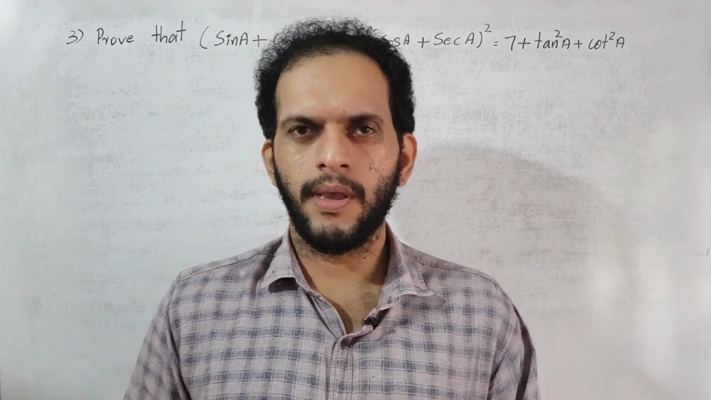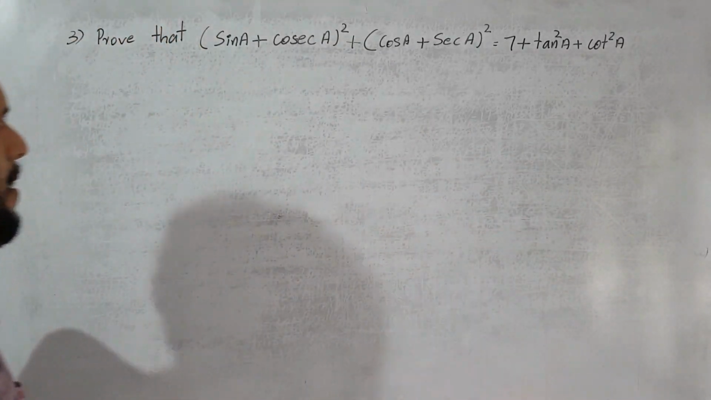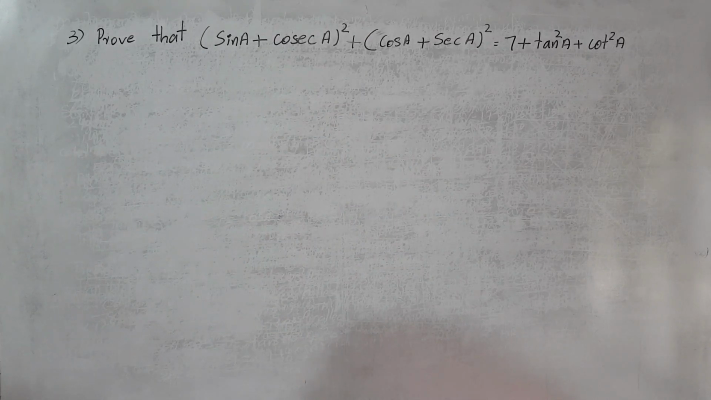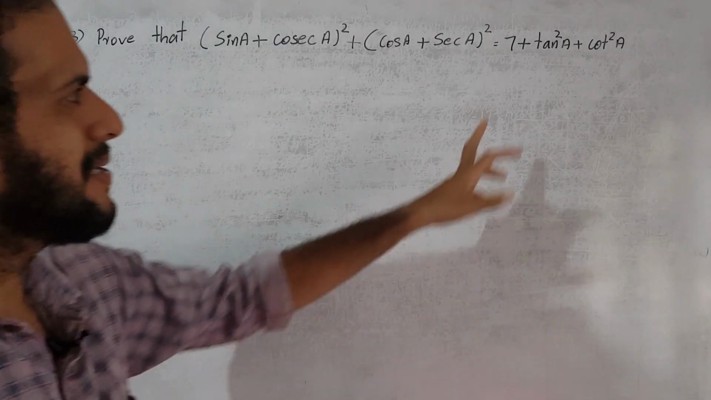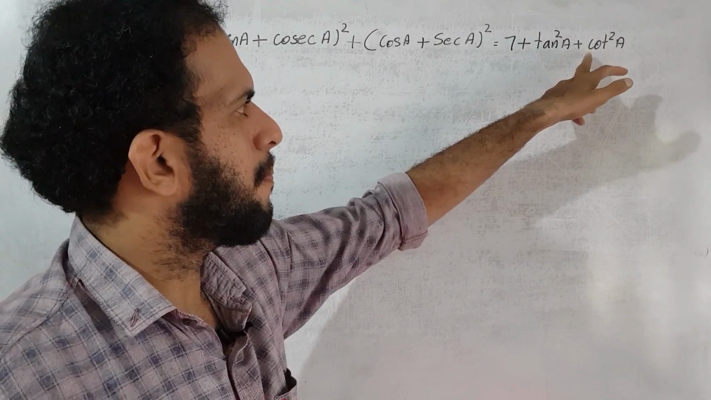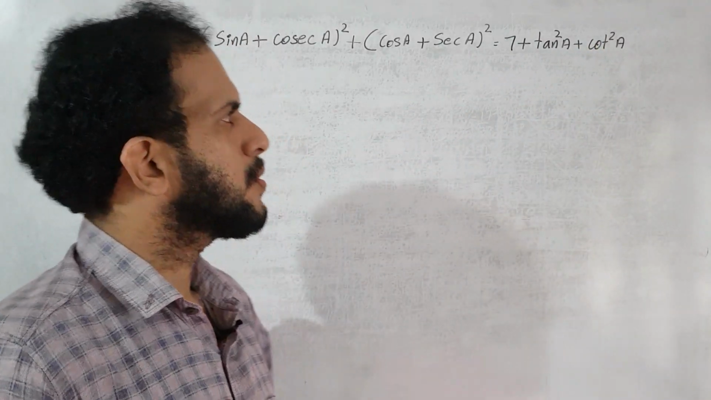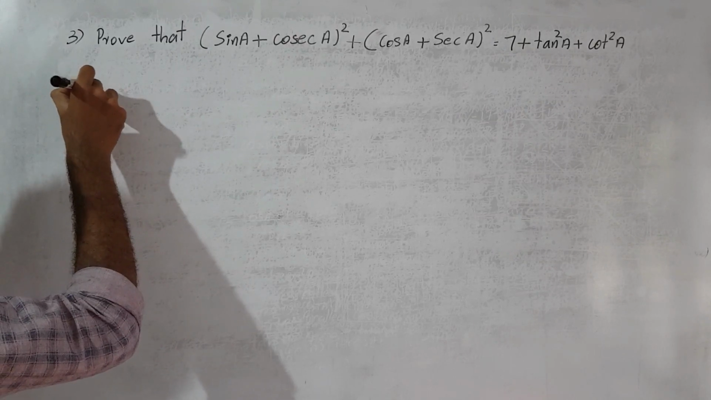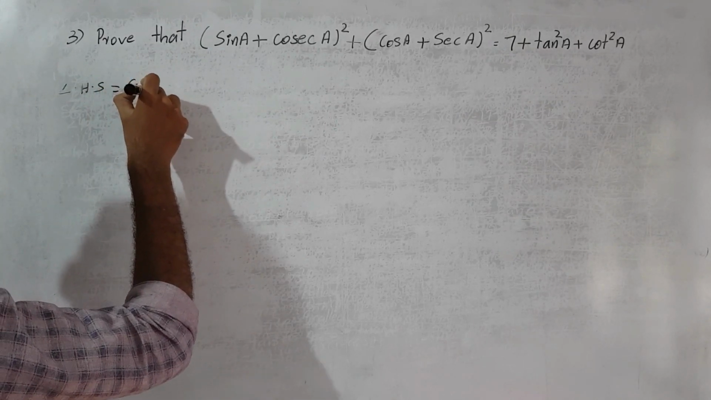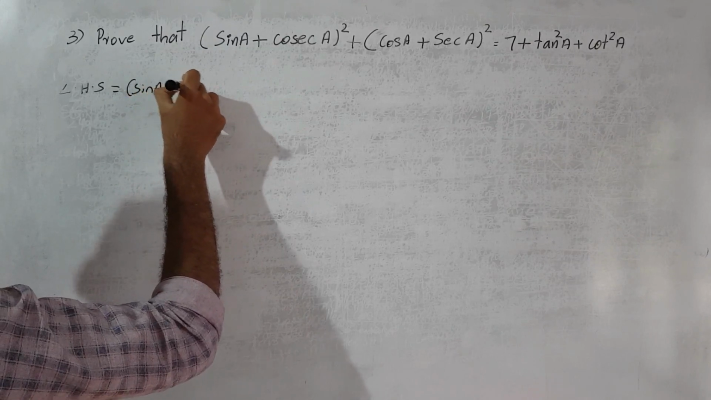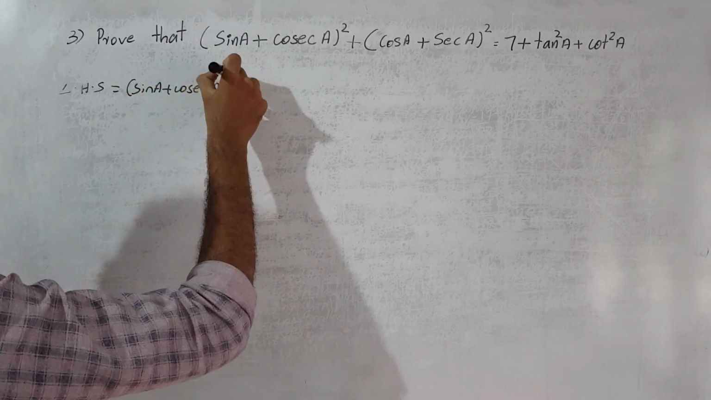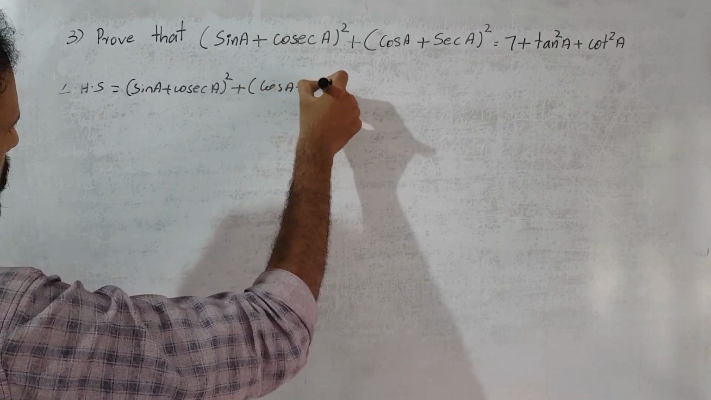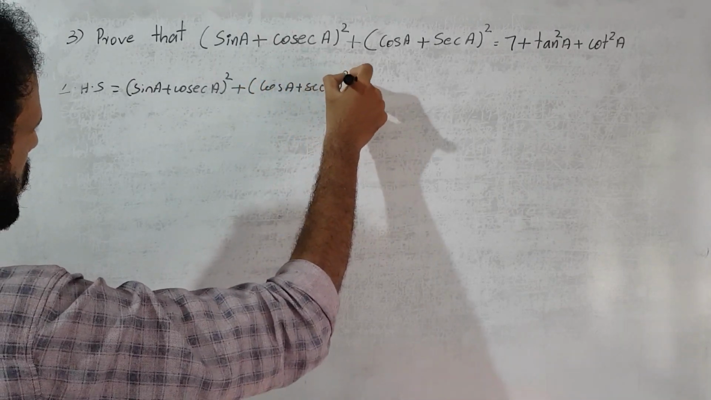The next question. The question is, prove that (sin A plus cosec A) whole square plus (cos A plus sec A) whole square is equal to 7 plus tan square A plus cot square A. Okay, so as usual, we start from the LHS. Then LHS is equal to (sin A plus cosec A) whole square plus (cos A plus sec A) whole square.